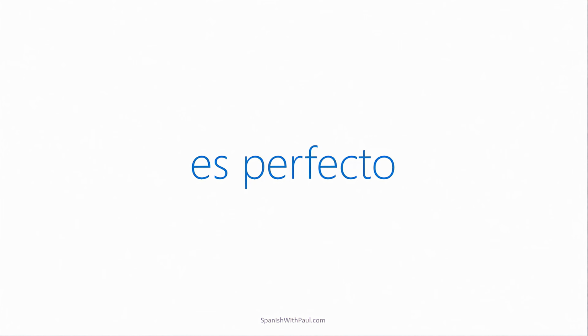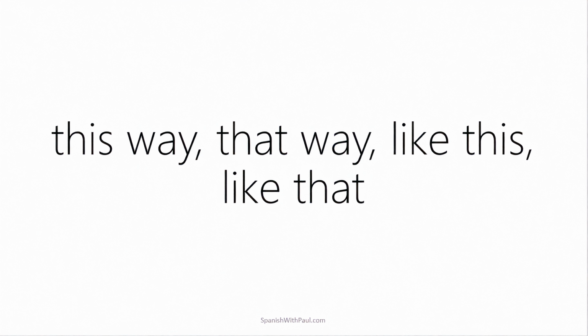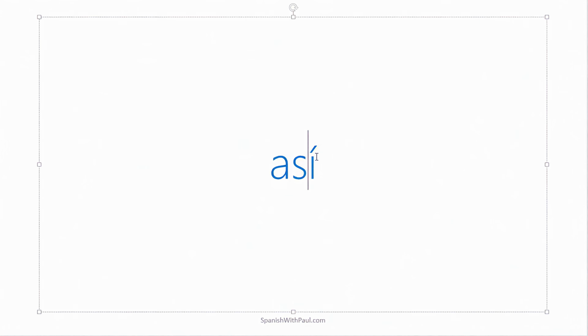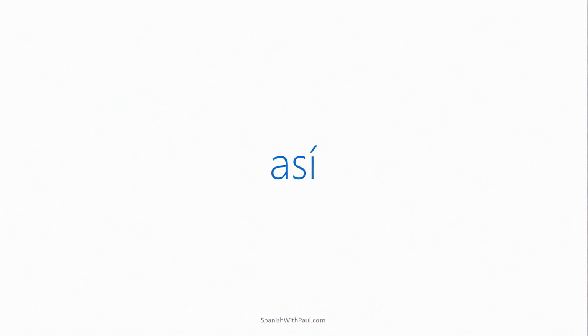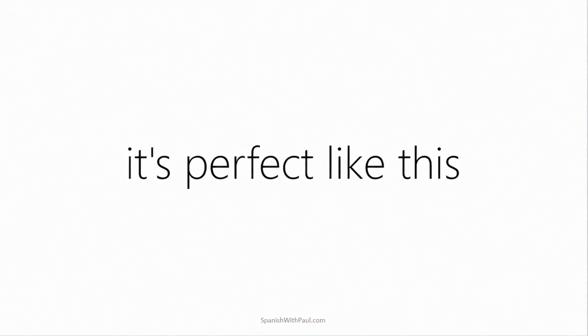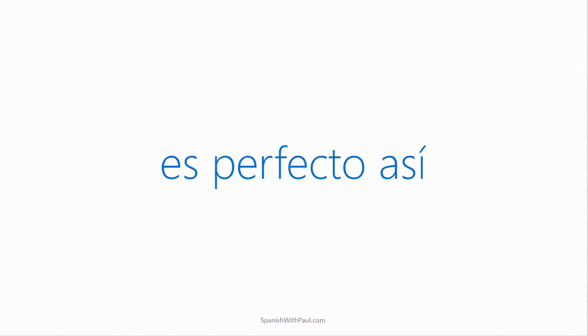Es perfecto. Look at this slide. We have this way, that way, like this, and like that. All of that is covered in Spanish with one little word, which is así, with an accent over the I. Así. How would you say it's like this? Es así. It's perfect like this. Es perfecto así. Do you remember the word for now?